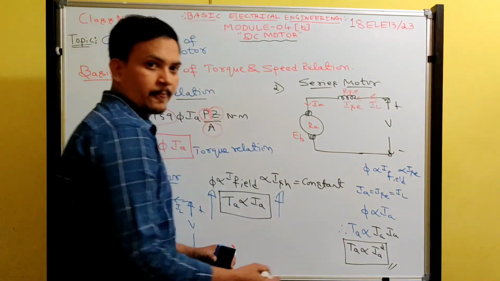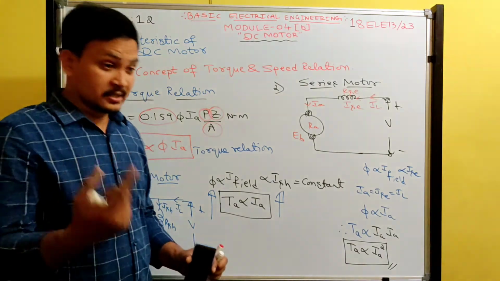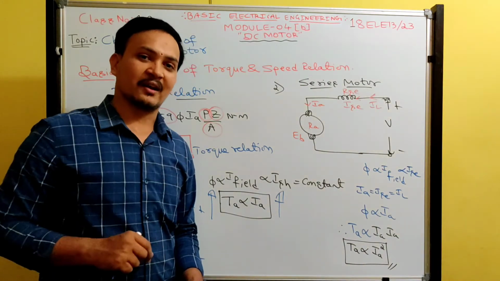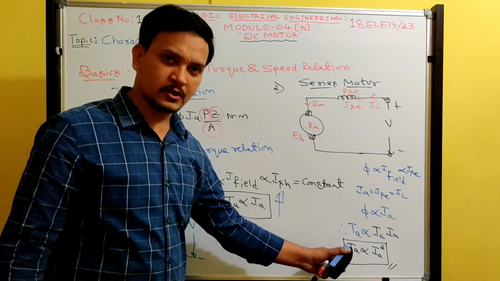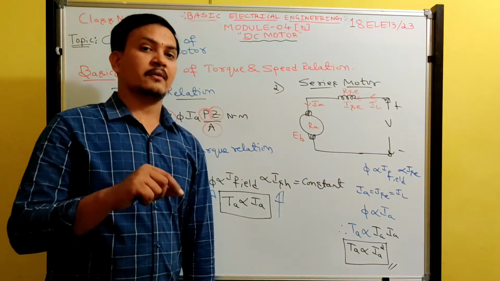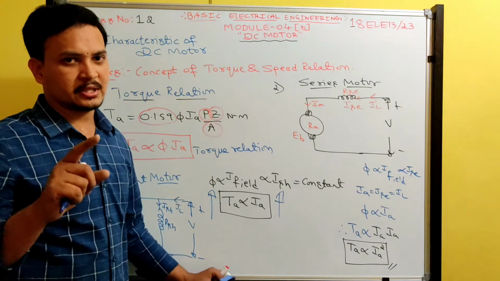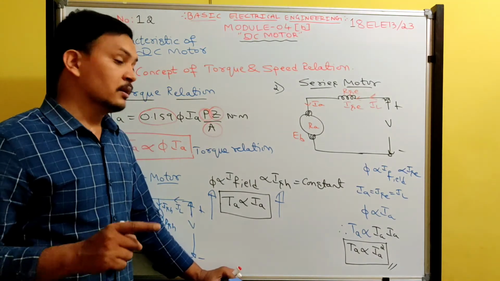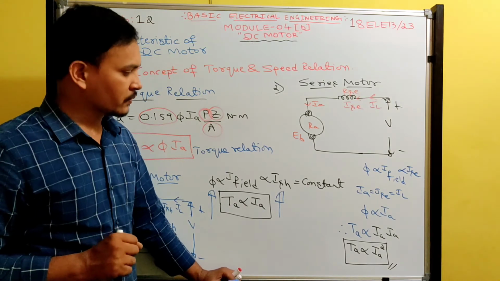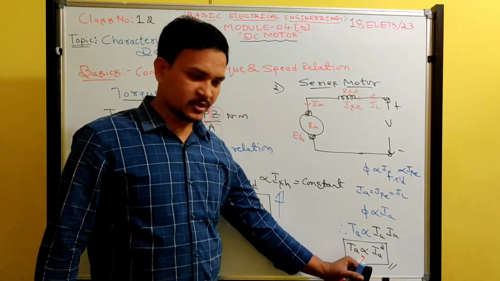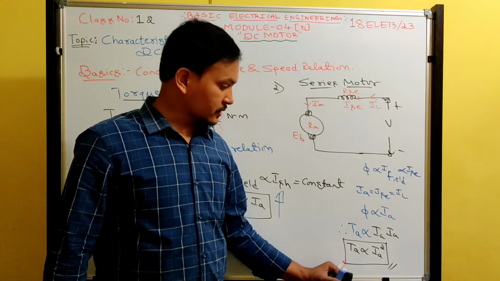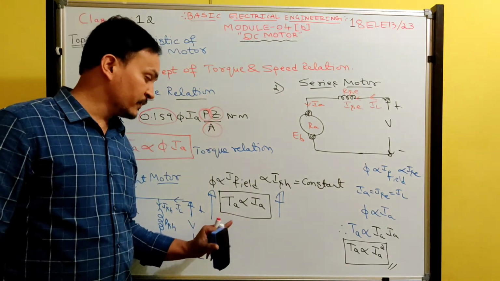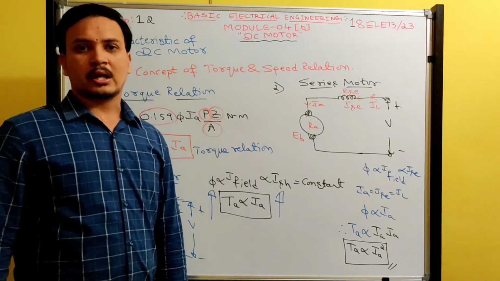What is the relation here? If current increases, the armature torque increases as the square of the current. Your armature torque varies as the square of the armature current. Therefore, you will get non-linear characteristics. Even though it is directly proportional, we get non-linear characteristics from this equation, and a straight line from the other relation. Got it, guys?